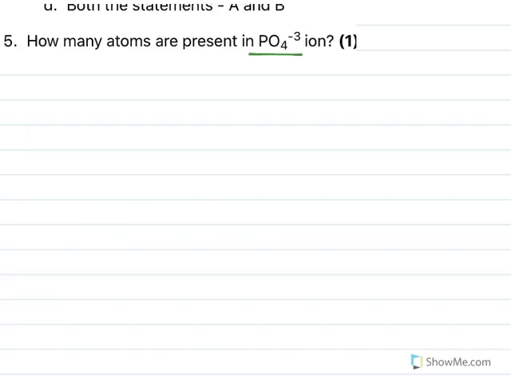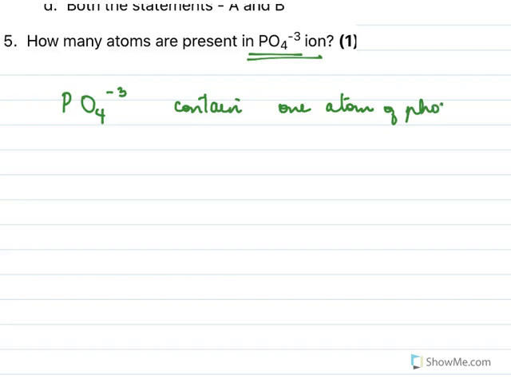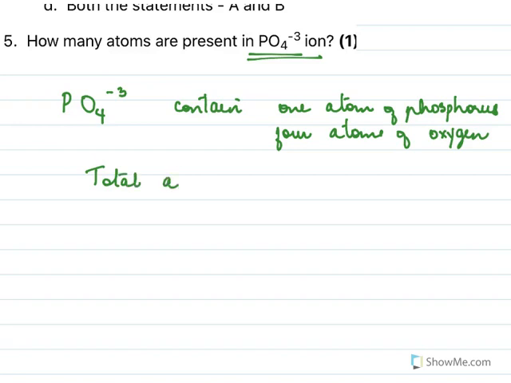How many atoms are present in a phosphate ion? So PO4 3- contains 1 atom of phosphorus, and 4 atoms of oxygen. So total atoms equal to 5.